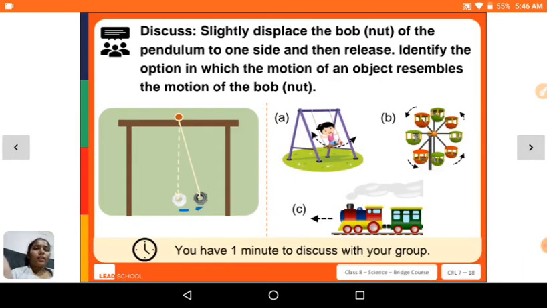Next, slightly place the bob of the pendulum to one side and then release. Identify the option in which the motion of the object resembles the motion of the bob.